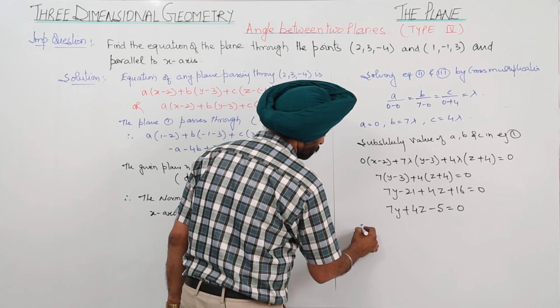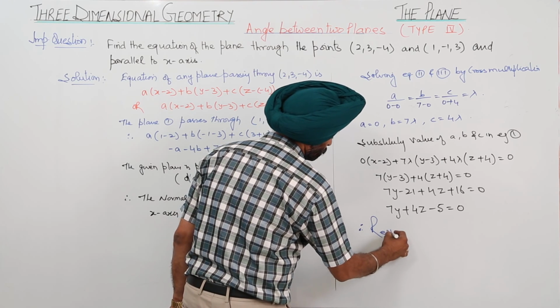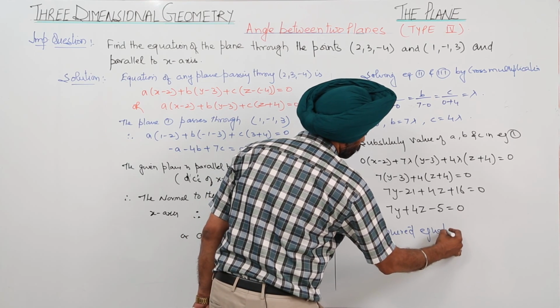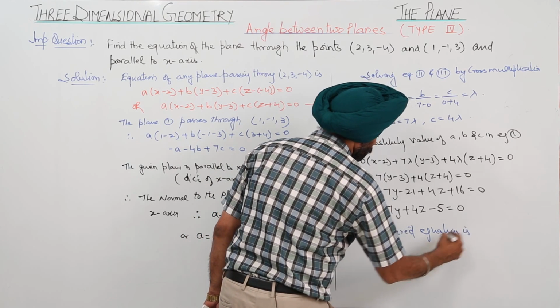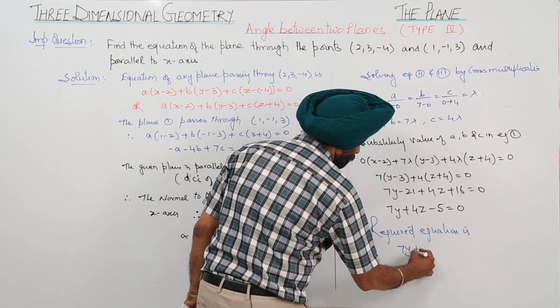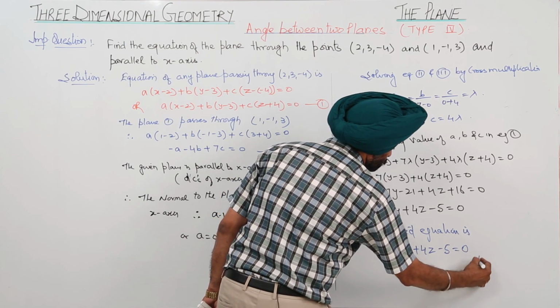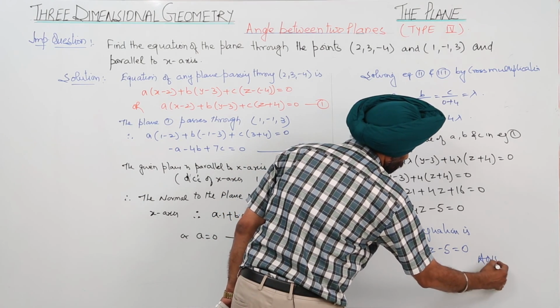Therefore, the required equation is 7y + 4z - 5 = 0. Answer.